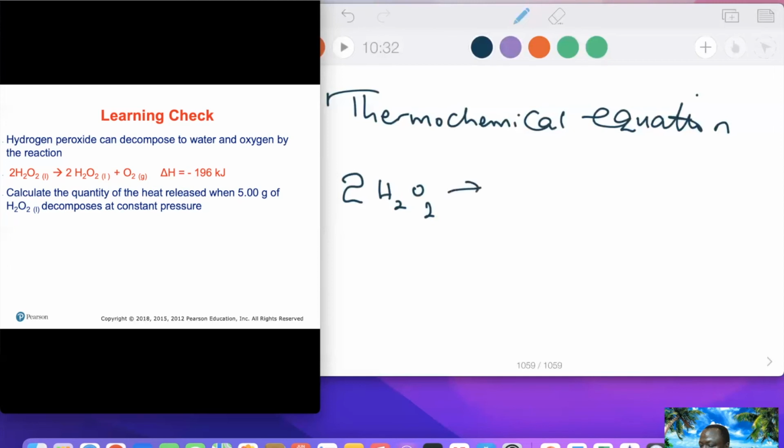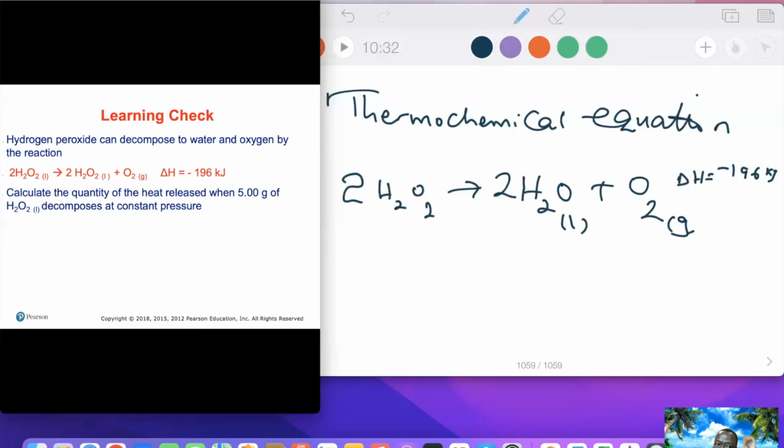So this should be 2H2O2 going to 2H2O plus oxygen gas. The H2O2 is liquid, the H2O is liquid, and the oxygen is gas. And here delta H is negative 196 kilojoules. This is the chemical equation. So if I reduce this by a half, as we saw in the previous learning slide, this will also reduce by a half.